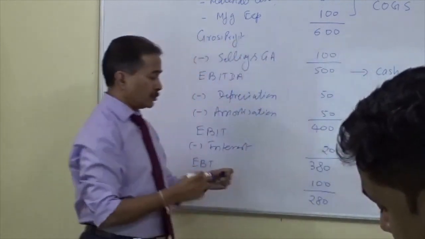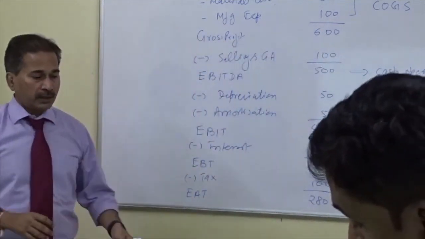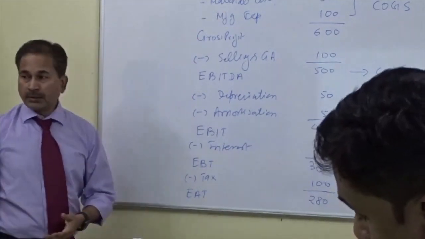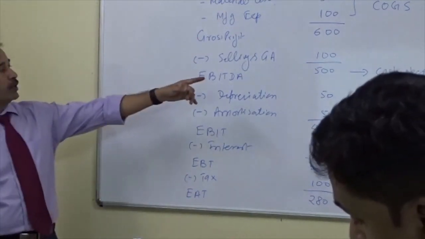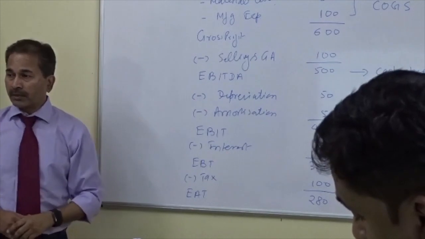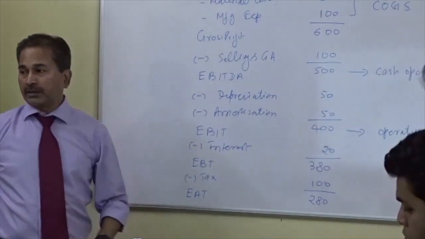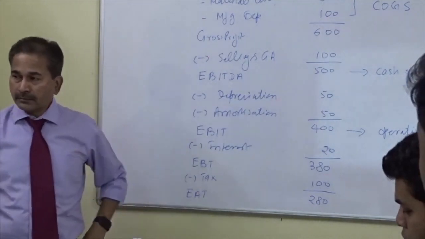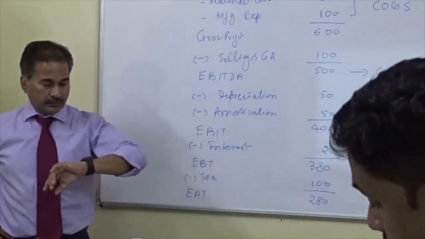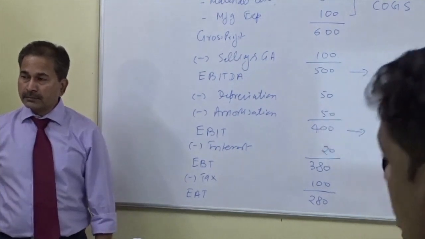And this is my question to all of you. All of you have to answer. Starting from Rupesh. Why do we call EBITDA as cash operating profit? And why do we call EBIT as operating profit? The difference between the two is operating profit.